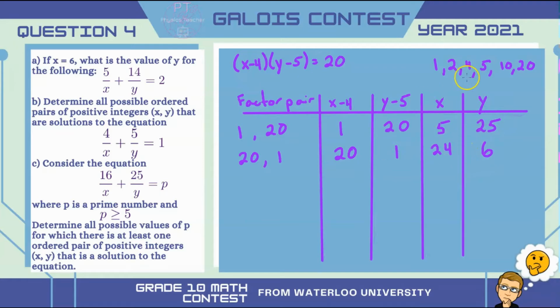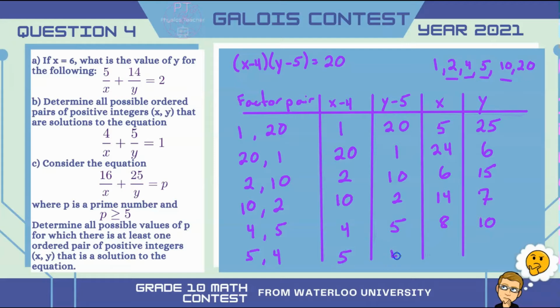Now we have to look at all the other factor pairs. So another factor pair would be, for example, 2 and 10. So we're going to do 2 and 10. Then we're also going to have to do 10 and 2. Then another factor pair would be 4 and 5. So we'll do 4 and 5. And then of course also we're going to have to do 5 and 4. And I can just go through and finish this chart here. And there we have it. So we have 1, 2, 3, 4, 5, 6 different solutions for our pair of positive integers x, y.